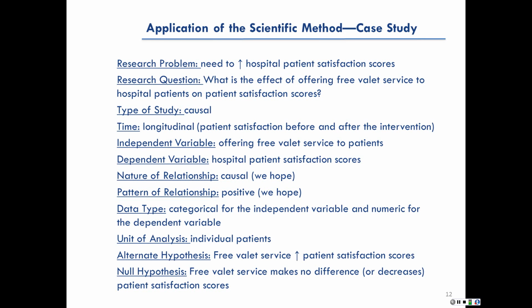So what type of study is this that we would be conducting? Well, this would be an example of a causal study because we're arguing for, hopefully, a cause and effect of free valet service on patient satisfaction scores. When we're thinking about time, this is a longitudinal study. Why is it longitudinal? Because we would need to measure patient satisfaction both before and after the intervention, because we're testing to see if offering the intervention of free valet service leads to an increase in patient satisfaction scores. So we would need to test that at least two separate time periods, meaning this is a longitudinal study.